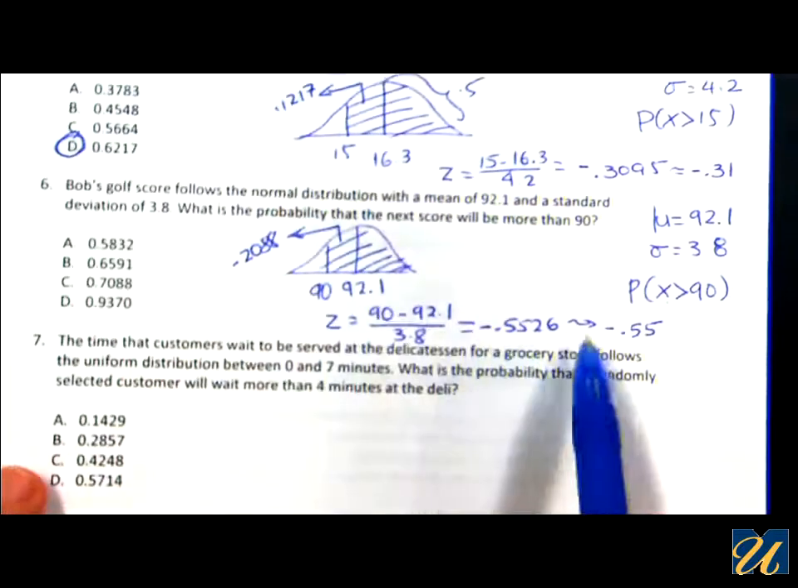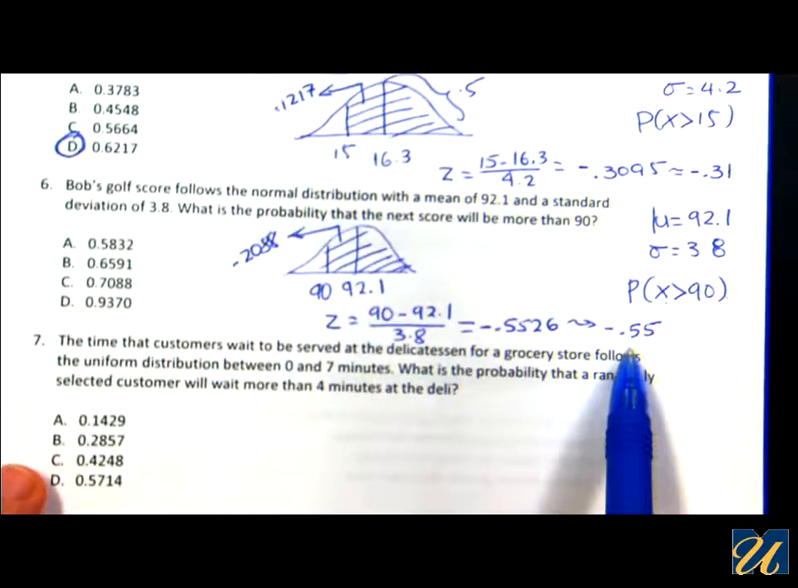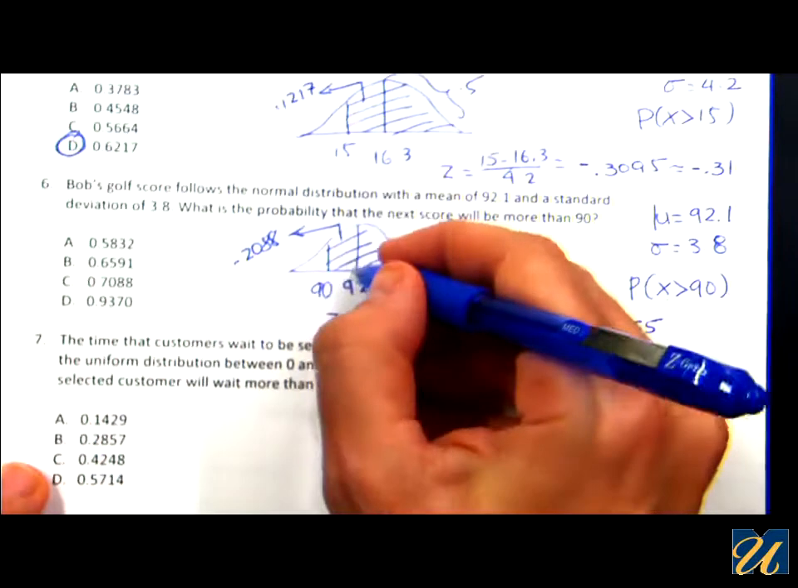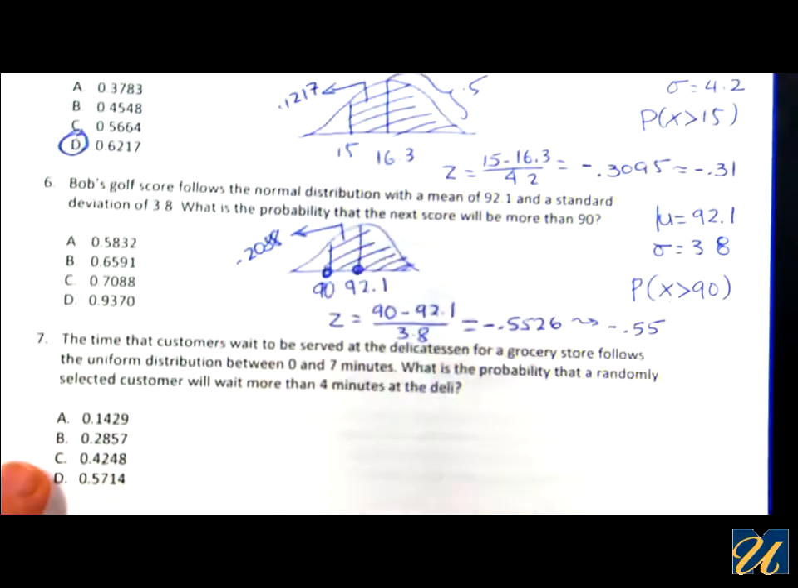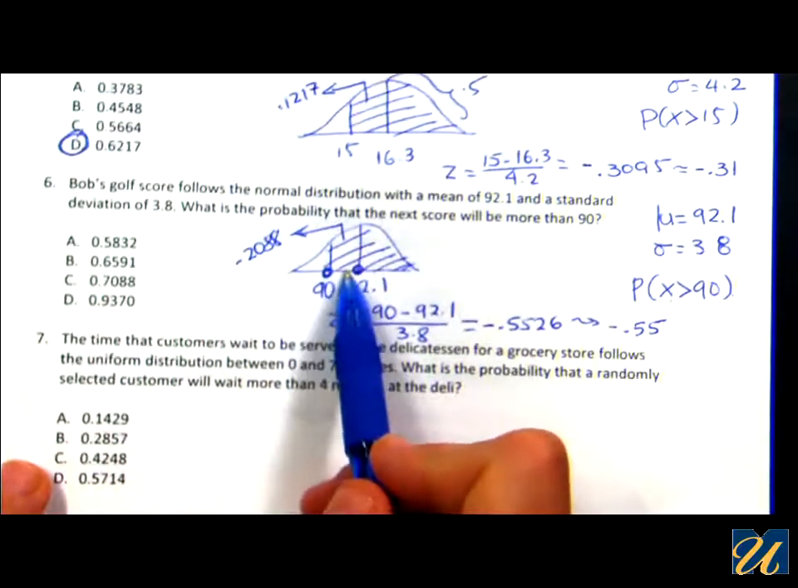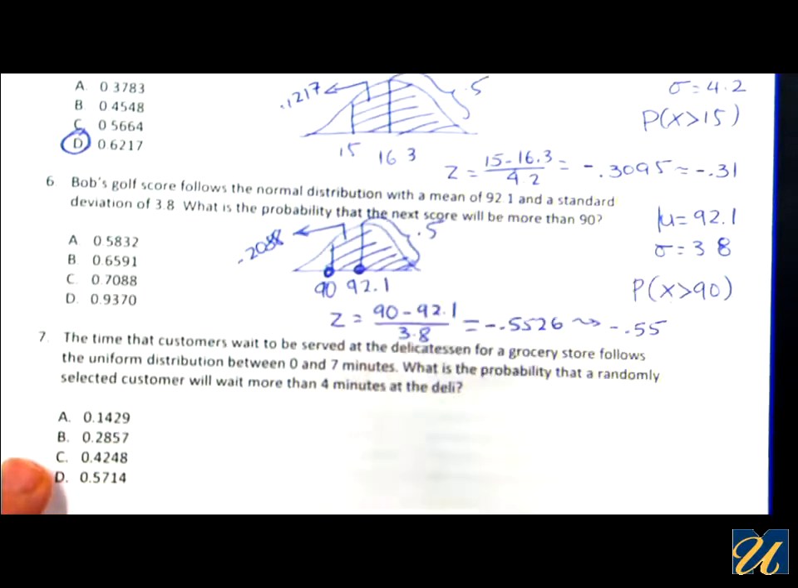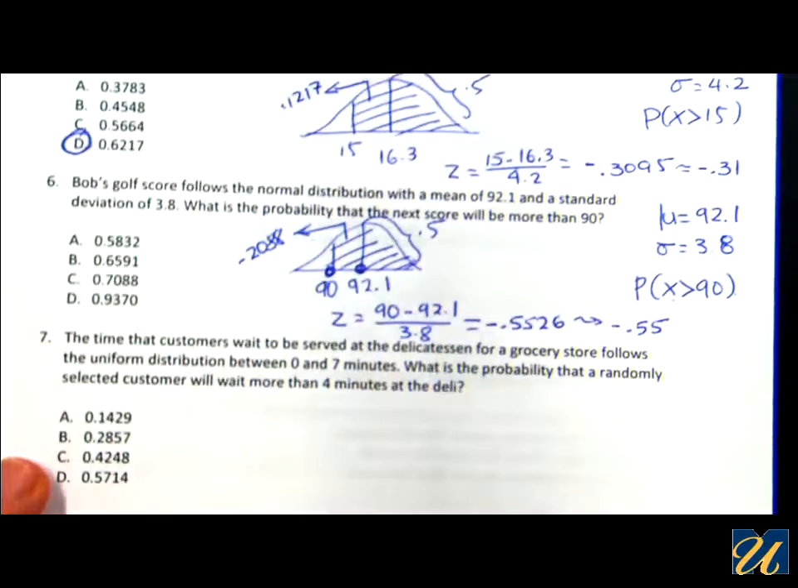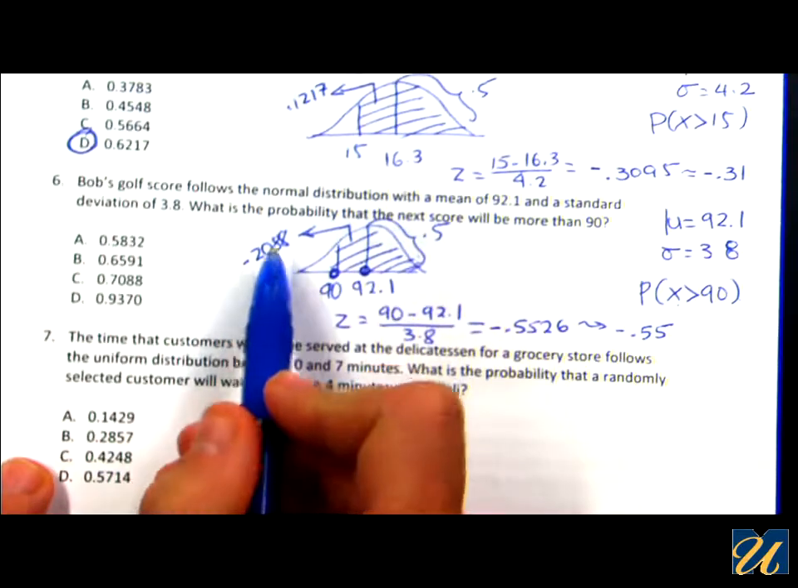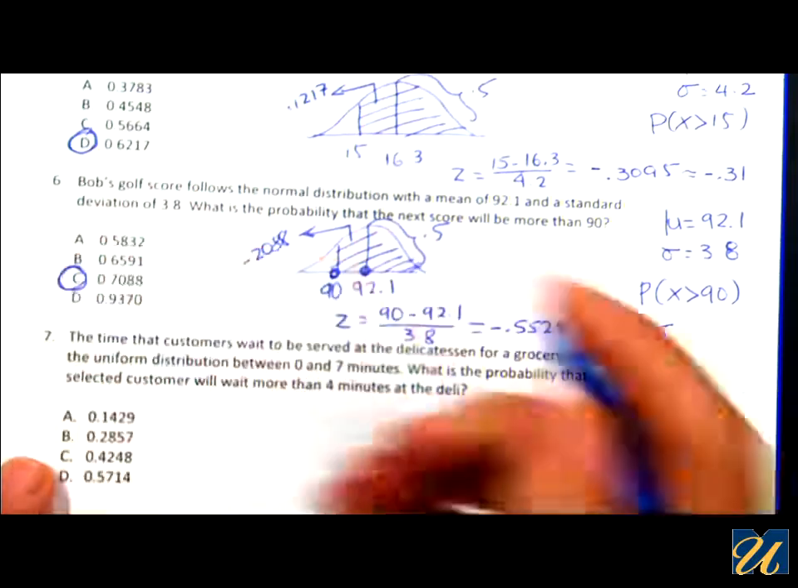Keep in mind that whatever probability you get from the z-score is the area from the mean to the value. This is part of the area you're looking for, not the answer. You still have to add 0.5 to find the whole area. 0.5 plus 0.2088, the correct answer will be C.